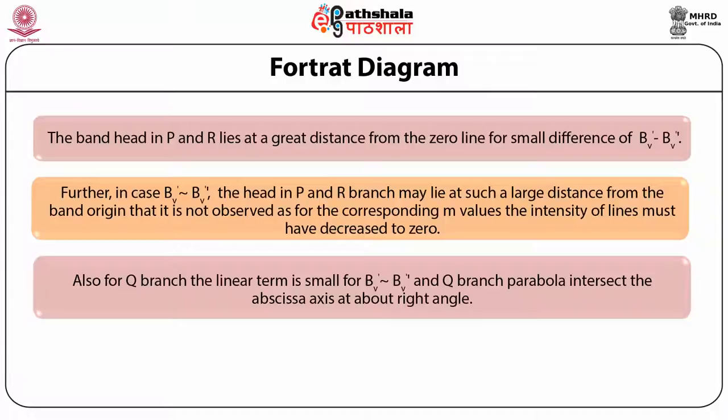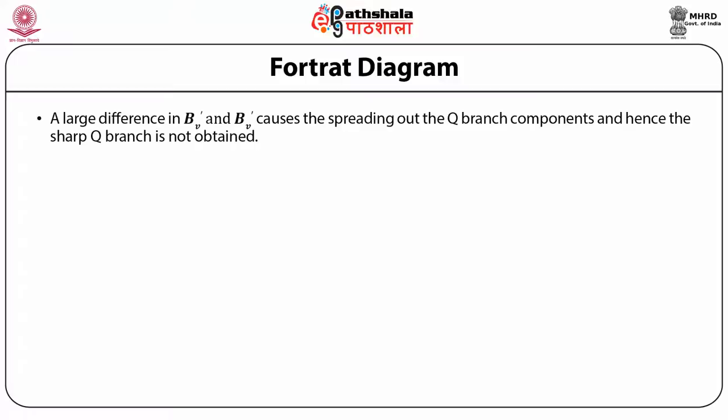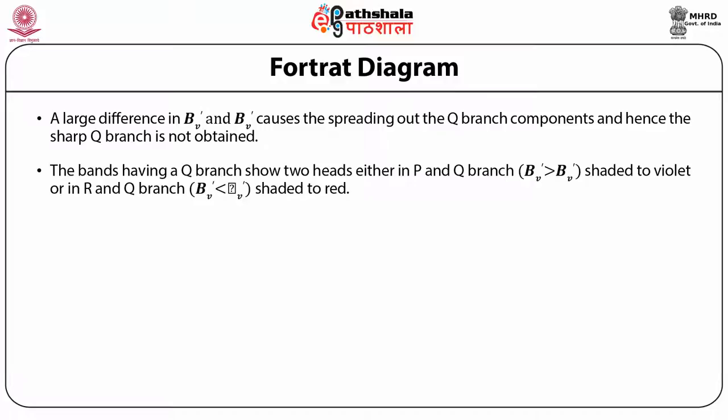It is important to note that a large difference in B nu prime and B nu double prime causes the spreading out of the Q branch components, and hence the sharp Q branch is not obtained. The bands having a Q branch show two heads, either in the P and Q branch, where B nu prime is greater than B nu double prime, shaded to violet, or in the R and Q branch, where B nu prime is less than B nu double prime, shaded to red.